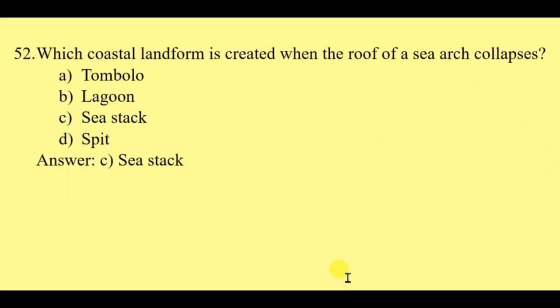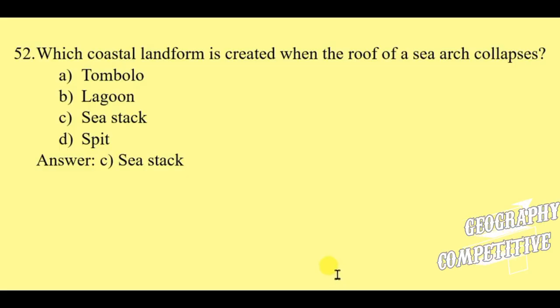Question 52. Which coastal landform is created when the roof of a sea arch collapses? Tombolo, lagoon, sea stack, spit. Here the correct answer will be sea stack, one of the erosional landforms of the coastal area.